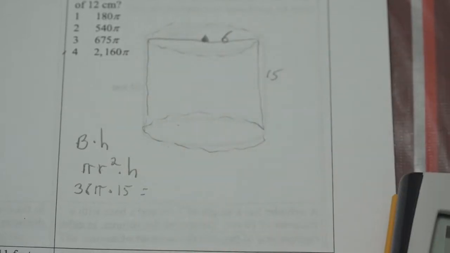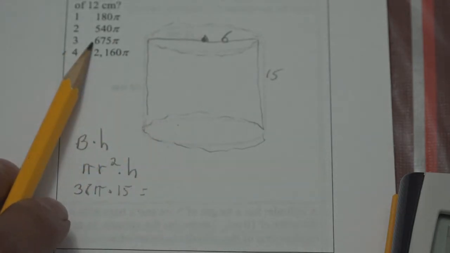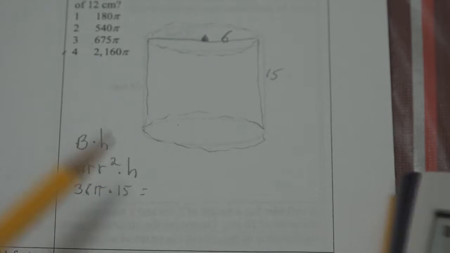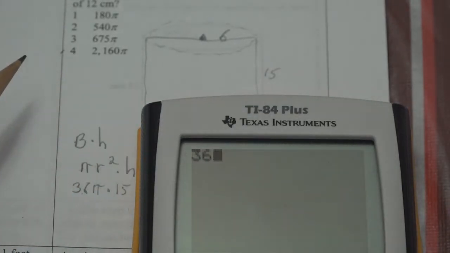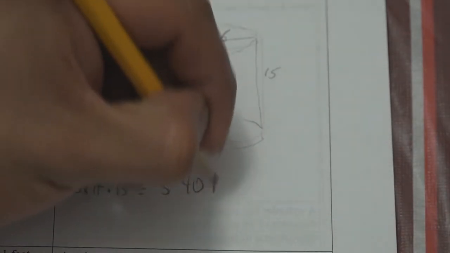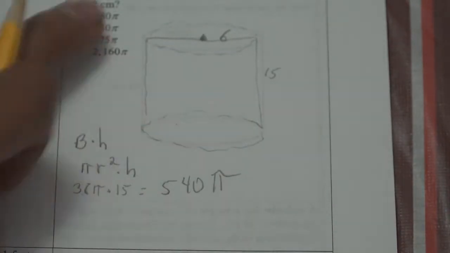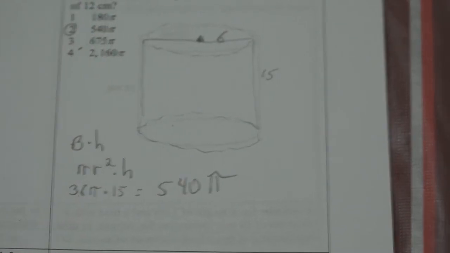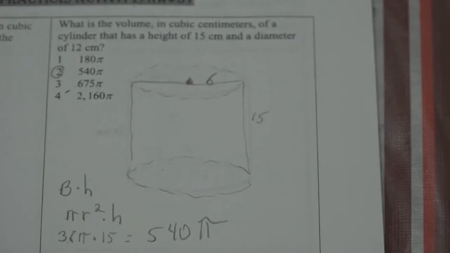Oh, wait. I don't have to do that. Look, all the choices are in terms of pi. Oh, okay, so I'm just going to multiply 36 times 15. Okay, 36 times 15 is 540. So this is 540 pi. They didn't want me to multiply by 3.14. So the right answer is choice number 2. Okay, good then. Let's move on to the next problem.